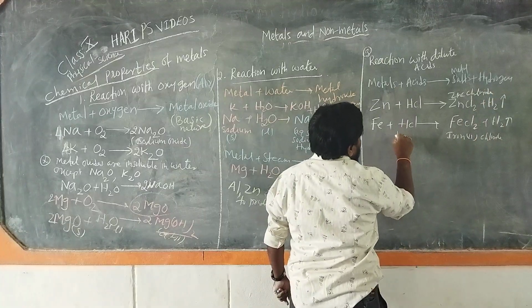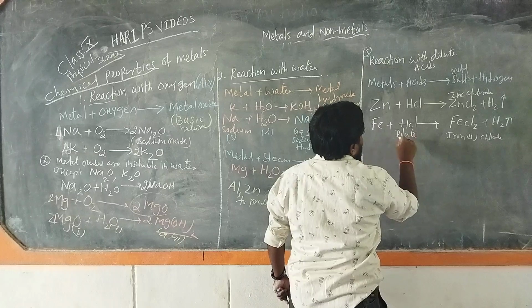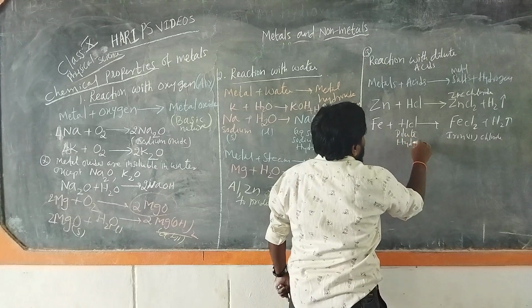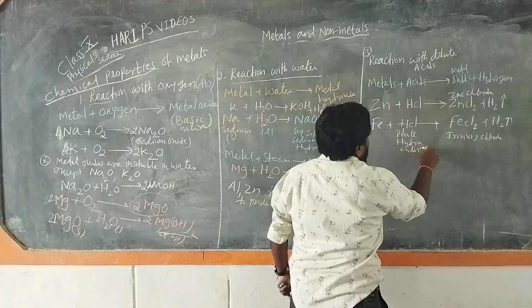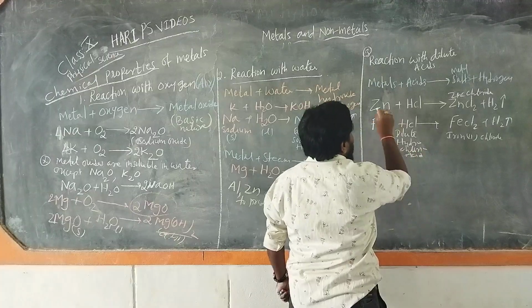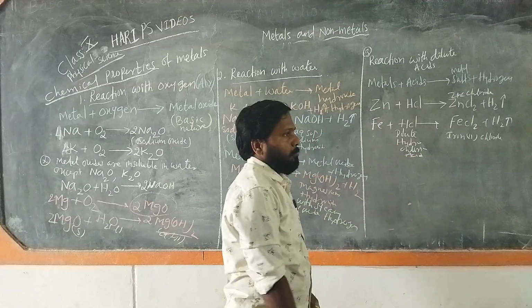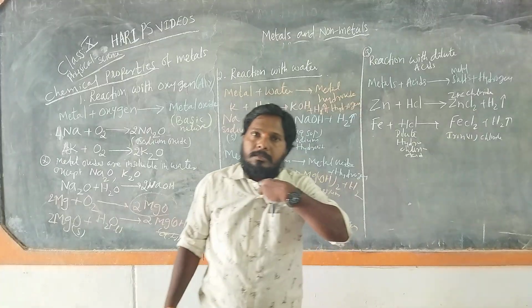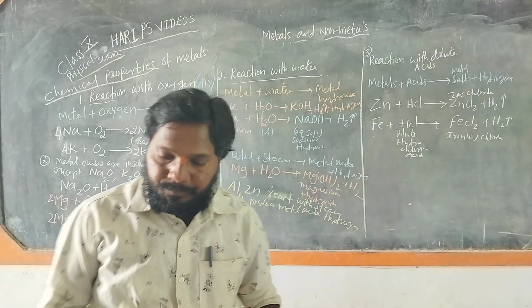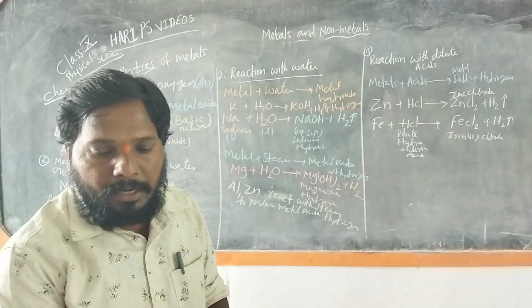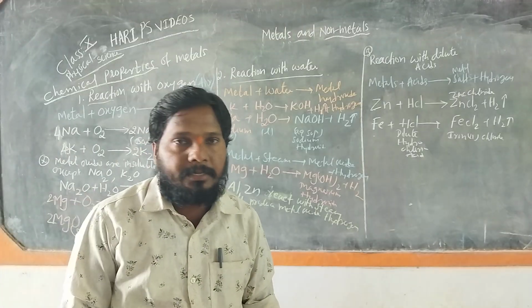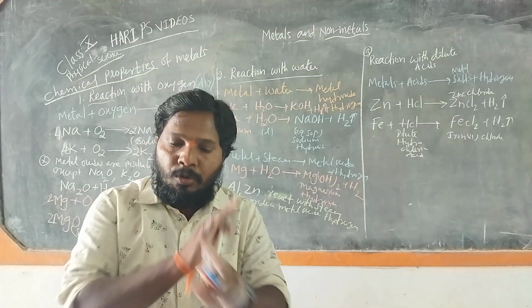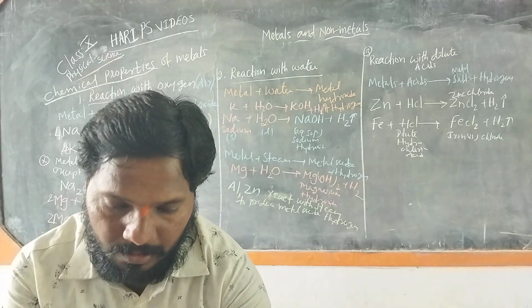In both these cases we have taken dilute hydrochloric acid, with the metals zinc and iron. But some of the metals do not react; copper does not react with the hydrochloric acid. With dilute hydrochloric acid, no reaction takes place.